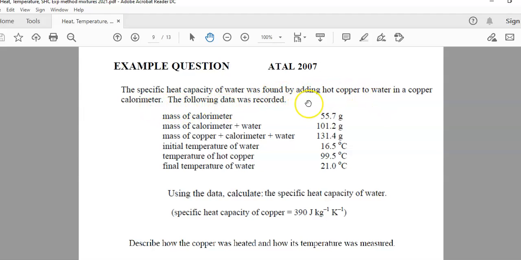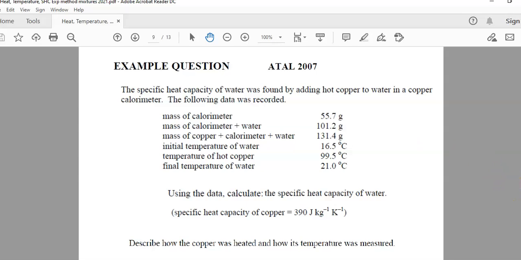The following data was recorded. So it gives you the mass of the calorimeter and the mass of the calorimeter when you've added the water to it. Now I better say something straight off here. We are going to leave all our mass measurements in grams. And you will say, hang on, a few minutes earlier you said you're never wrong if you convert from grams to kilograms. That remains true.